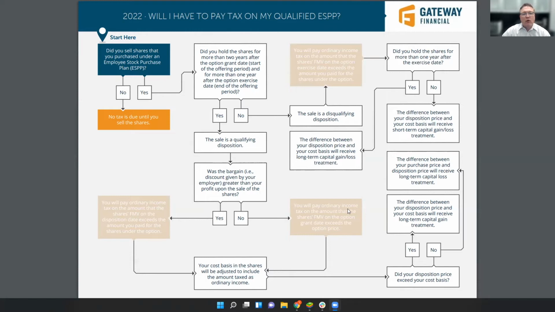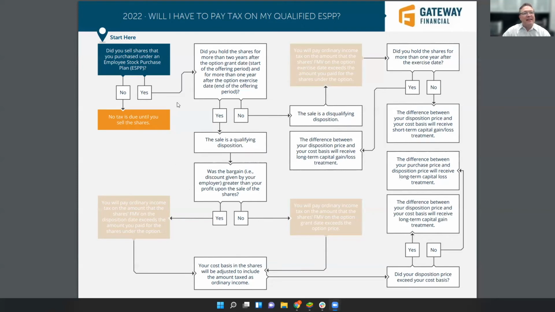If not, you will pay ordinary income tax on the amount the full market value on the option grant date exceeds the option price. So understand where those 2 are, and then obviously it'll flow through again. The cost basis on the shares will be adjusted to include the amount taxed as ordinary income. And did your disposition price exceed your cost basis? If no, come here. And again, this is the big difference. Your purchase price and disposition price will receive a long-term capital loss treatment. If yes, you will receive a long-term capital gain treatment.